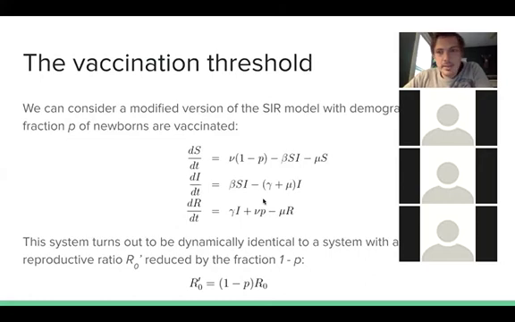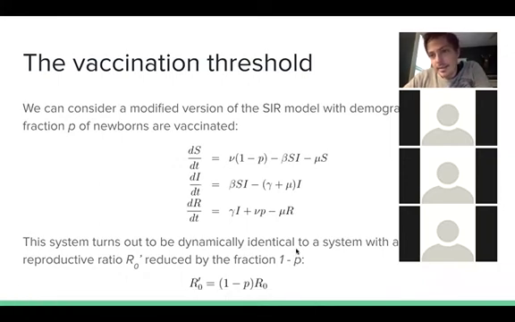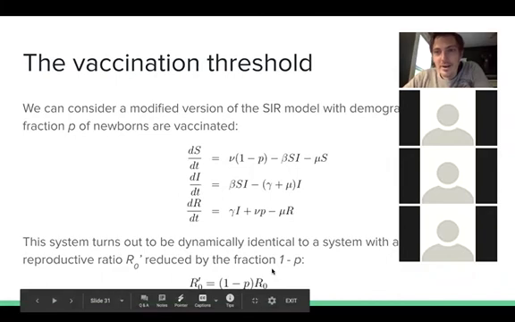And what's interesting about this model is that dynamically, it is very similar to a model where the basic reproductive number, or R naught, has been reduced by a fraction 1 minus P. And this is because R naught tells us the average number of new infections per infected individual. So if we're vaccinating a fraction P of the host population, then the remaining fraction 1 minus P of hosts aren't going to be able to become infected. So R naught gets reduced by a factor 1 minus P when we vaccinate a fraction P of the population.